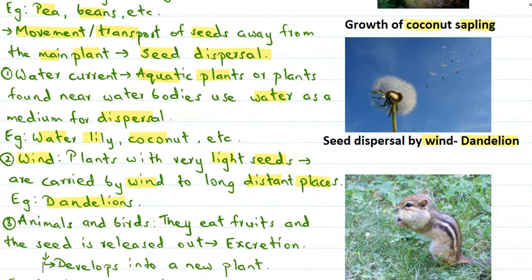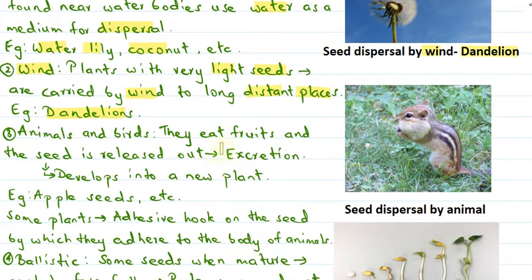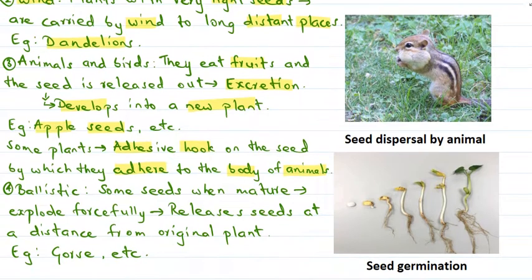Then we talked about animals and birds. The animals and birds eat fruits and the seed that is present is released out by them during excretion. Such seeds further develop into new plants. This happens in case of apple seeds, blackberry seeds, etc. Then in some plants, there are adhesive hooks on the seeds, and by these hooks they easily get adhered to the body of animals. This is how animals and birds help in dispersal of seeds.